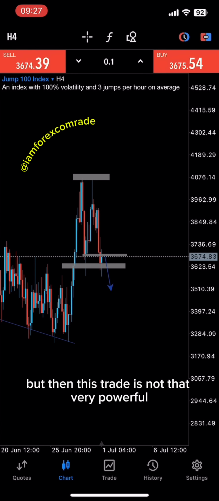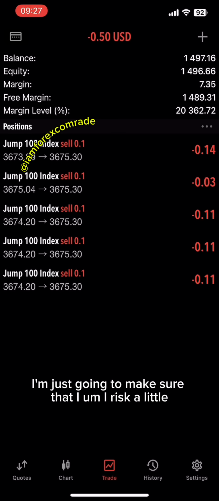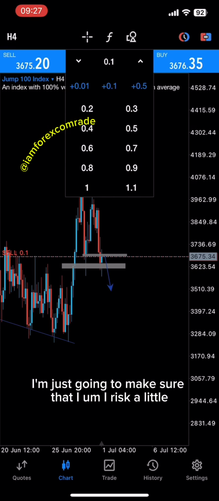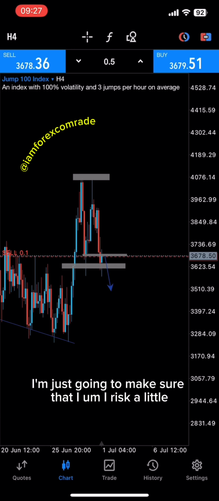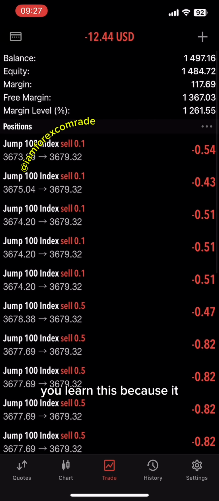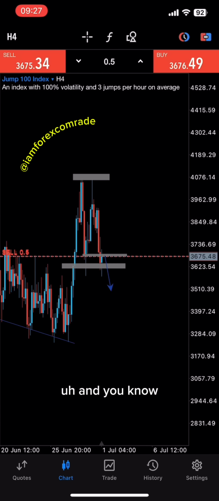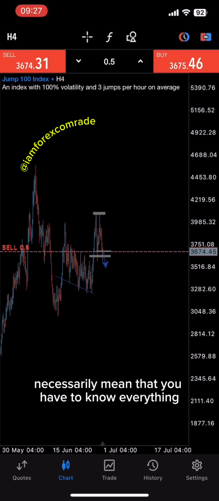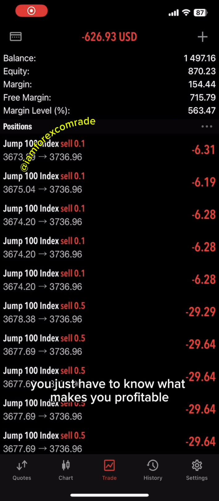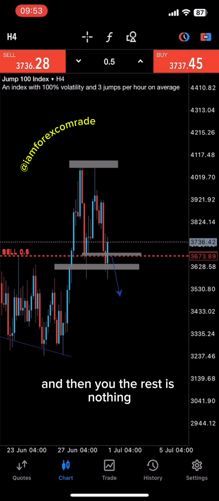But then this trade is not that very powerful. It might actually continue going up. So I'm not going to put a lot of positions. I'm just going to make sure that I risk a little. But it's important for you that you learn this, because you might actually perfect it. And you know, being a good trader doesn't necessarily mean that you have to know everything. You just have to know what makes you profitable, and then the rest is nothing.